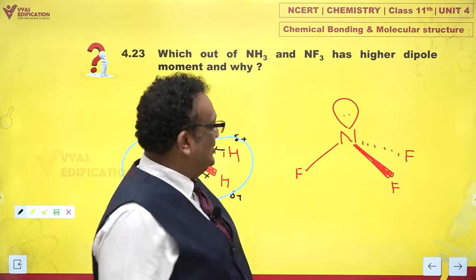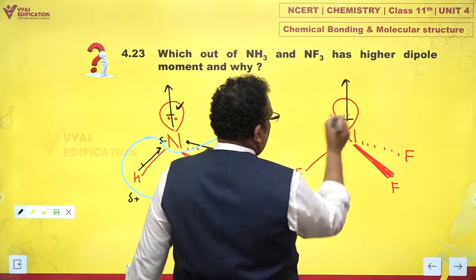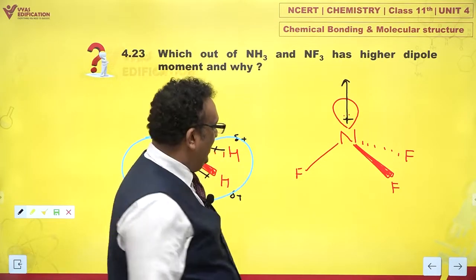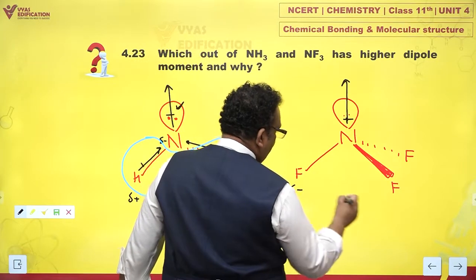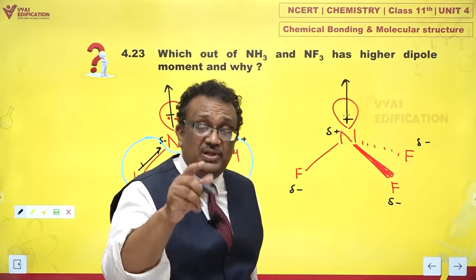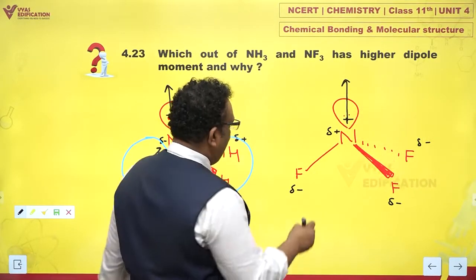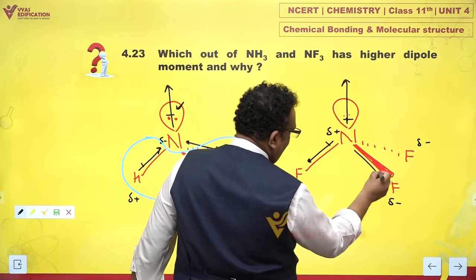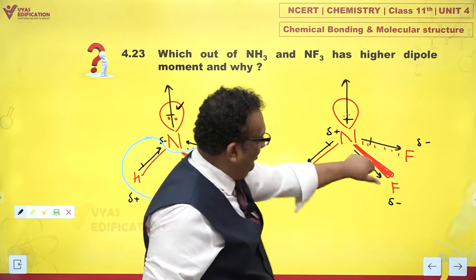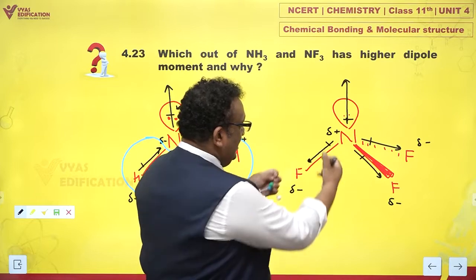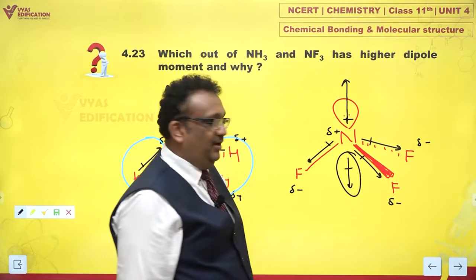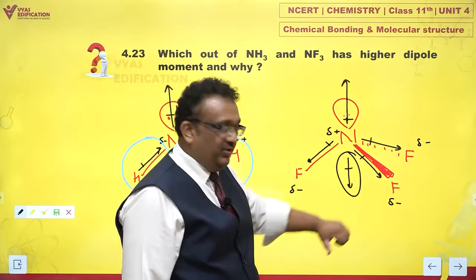Is that not the case for NF3? No. Why? Just look. This lone pair has a dipole. This is the direction of the dipole moment of the lone pair. And what about N? Fluorines are most electronegative. So they have delta minus and nitrogen has delta plus charge. Because of that, this is the direction of the dipole moment of NF3. So since these dipole moments are moving away, their horizontal components will cancel, but a net vertical component would be there. And that would be downwards.